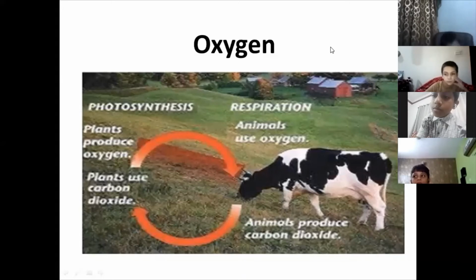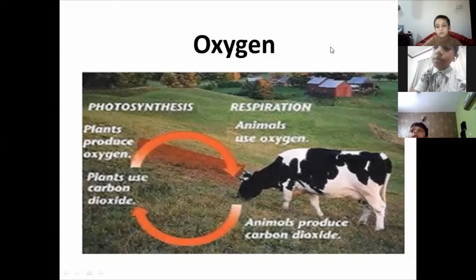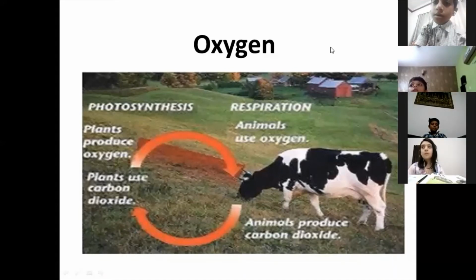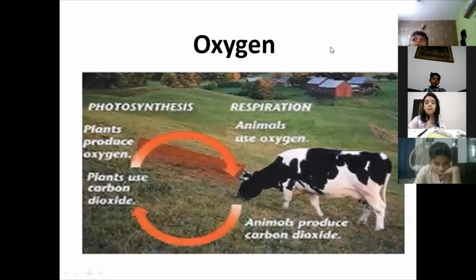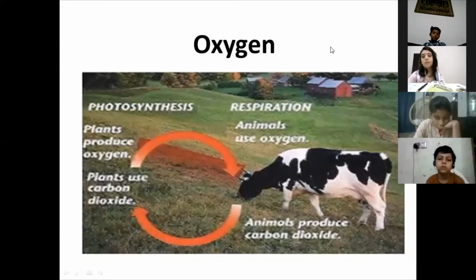As long as there are lots of animals and plants living close together, there is enough oxygen and carbon dioxide. This is because animals breathe in oxygen and breathe out carbon dioxide. So if you look at this slide, this is an interrelated process. How? The animals, what are they inhaling? Inhale means to take inside. So what do we take inside? We take oxygen, right? And when we exhale, that means bring out. So what are we bringing out? We are taking out carbon dioxide.